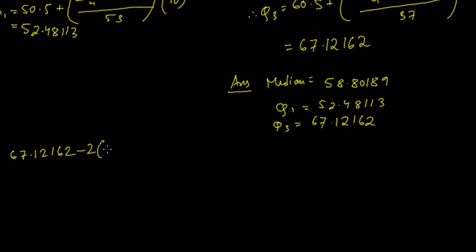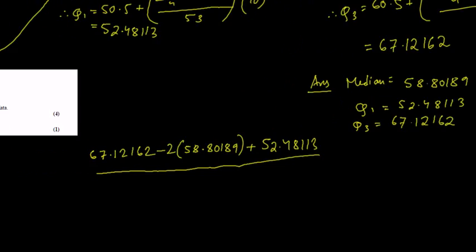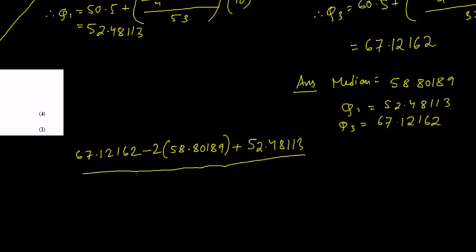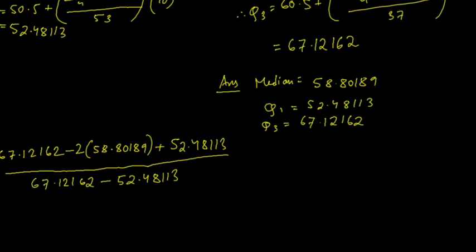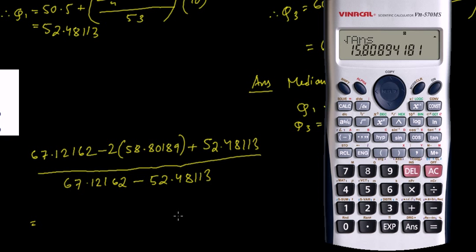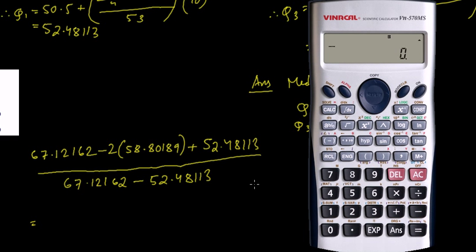So minus 2 into Q2 is 58.80189 plus Q1 is 52.48113, divided by Q3 minus Q1. So Q3 is 67.17162 minus Q1, which would be 52.48113. So that's what we have to calculate. That's a pretty big calculation. So take a deep breath and let's try to do this.